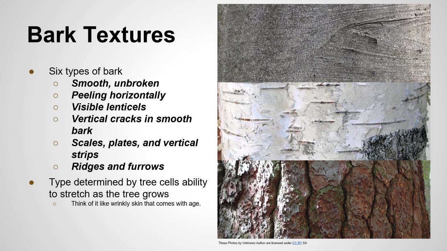So how do bark types get their distinct textures of smooth, peeling, visible lenticels, vertical cracks, scales and plates, ridges, and furrows? To understand and explain this, I'm going to borrow heavily from what I've learned from the work and descriptions of Michael Wojcik, who literally wrote the book on bark. I highly recommend reading his book. See it in the resources slide at the end of the presentation.